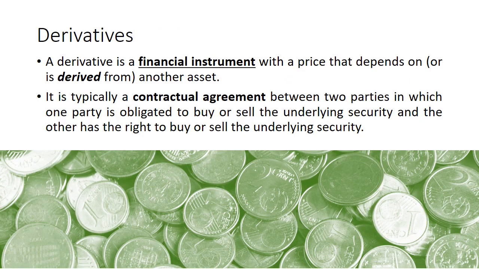A derivative is a financial instrument with a price that depends on or is derived from another asset. It is typically a contractual agreement between two parties in which one party is obligated to buy or sell the underlying security and the other has the right to buy or sell the underlying security.